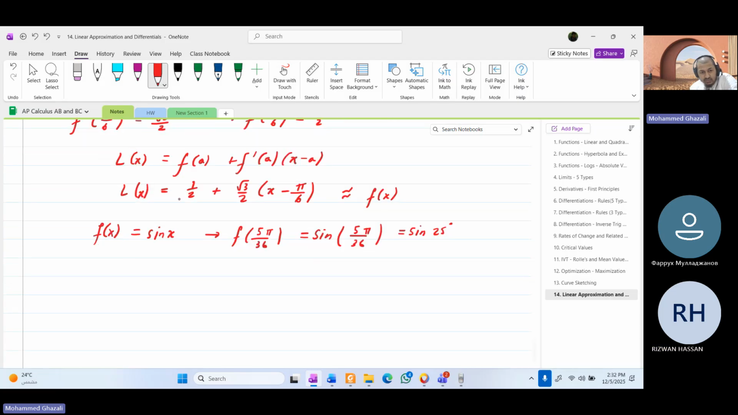But now we can't substitute degrees. So what is your x value? Plug that into L. L of 5 pi by 36 is what we want. It is half plus root 3 over 2 times 5 pi by 36 minus pi over 6. I changed it to the same denominator, 6 pi over 36, so now you have negative pi by 36.